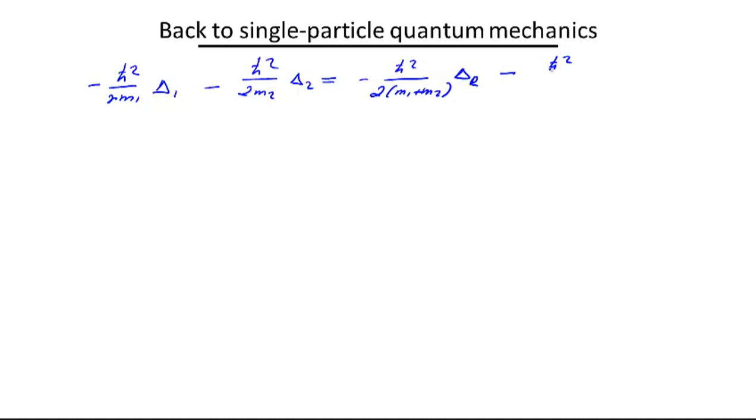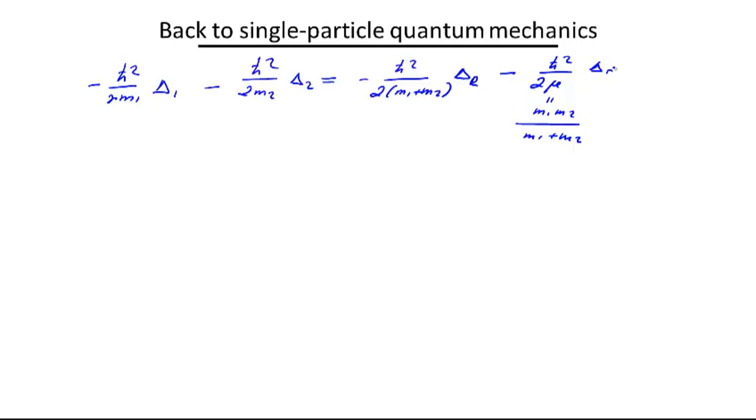So now we're in the position to actually put everything together. So what we have proven, as a matter of fact, is that minus h squared over 2m1 Laplacian with respect to 1, the kinetic energy of the first particle, minus h squared over 2m2 Laplacian of 2, the kinetic energy of the second particle, can be written as minus h squared over 2(m1 plus m2) Laplacian with respect to the center of mass, minus h squared over 2 mu, the reduced mass that I introduced in the previous slide, Laplacian with respect to the relative coordinate.